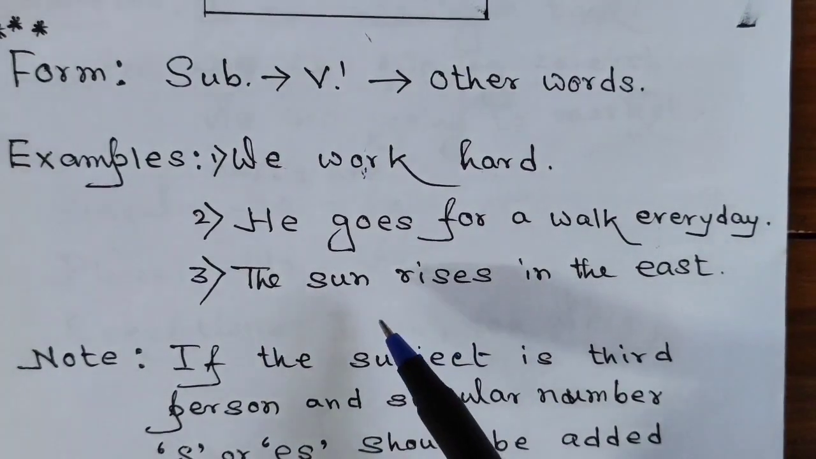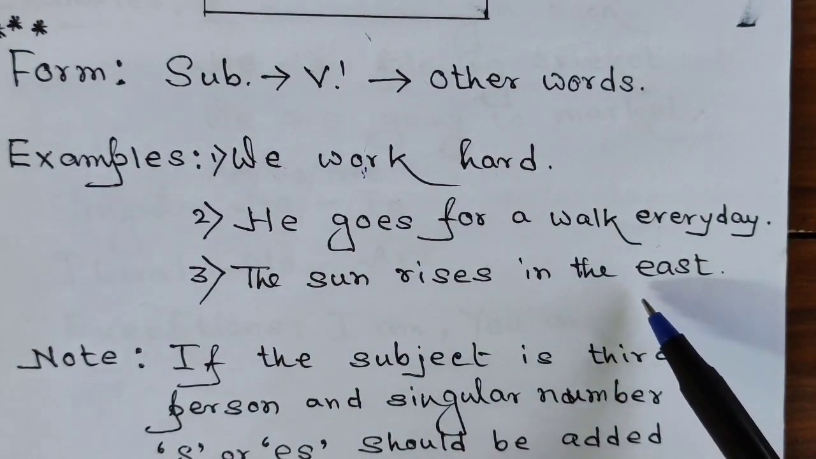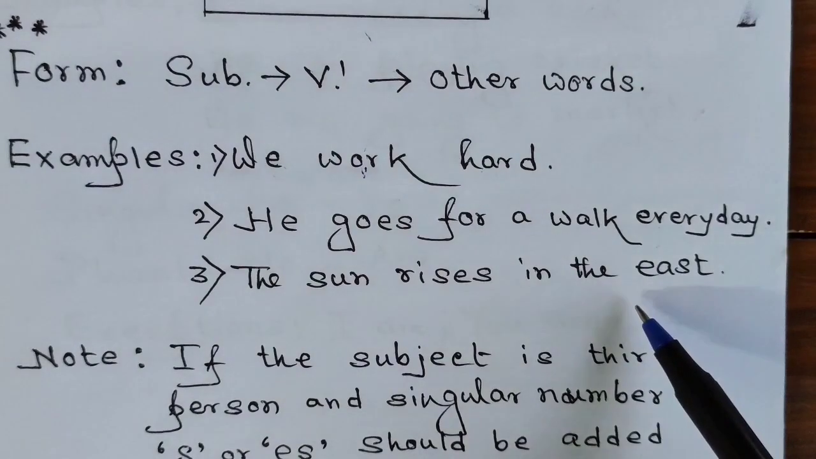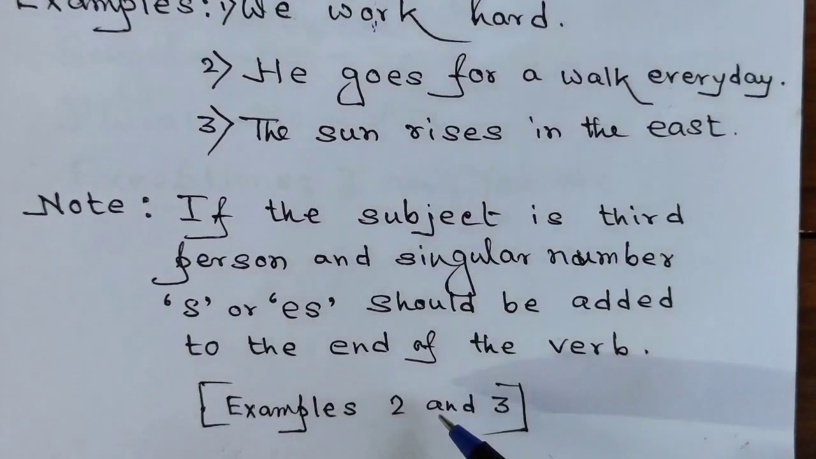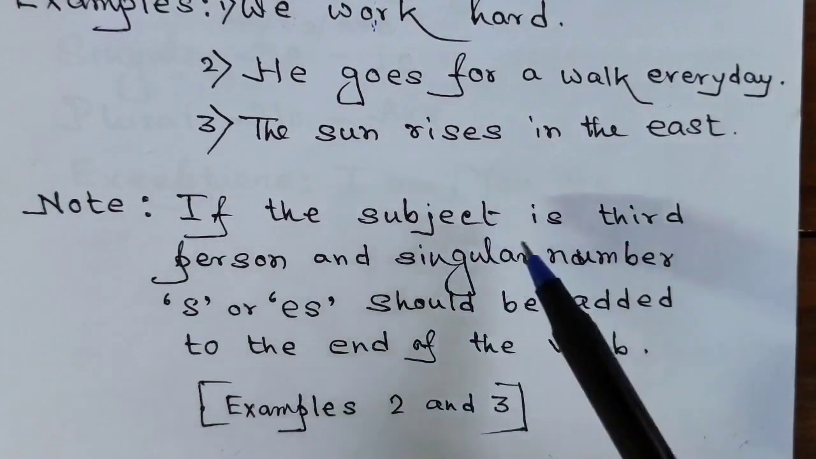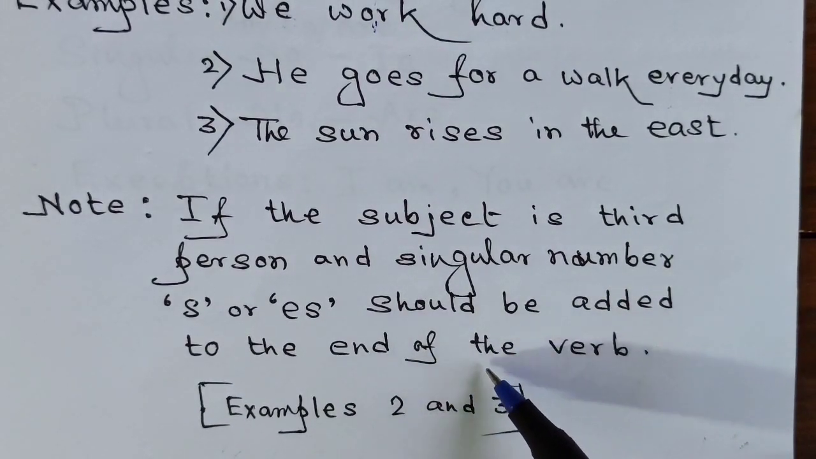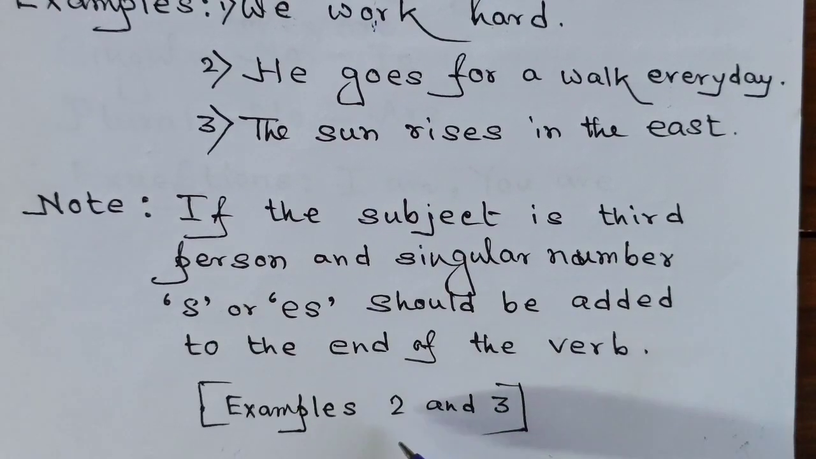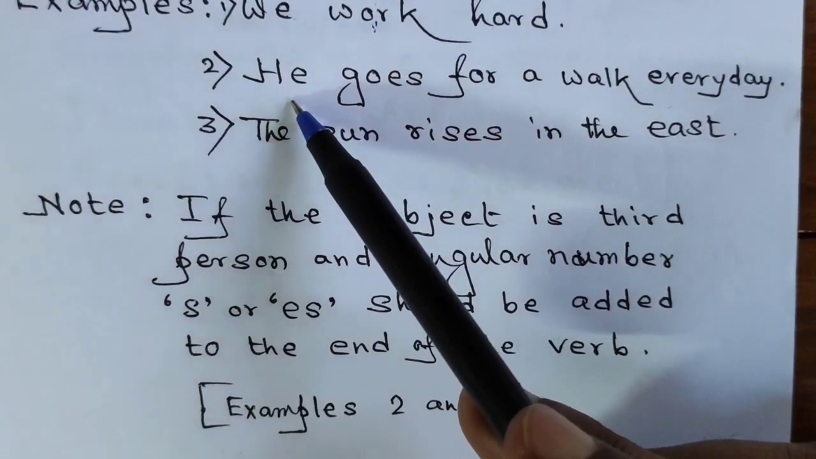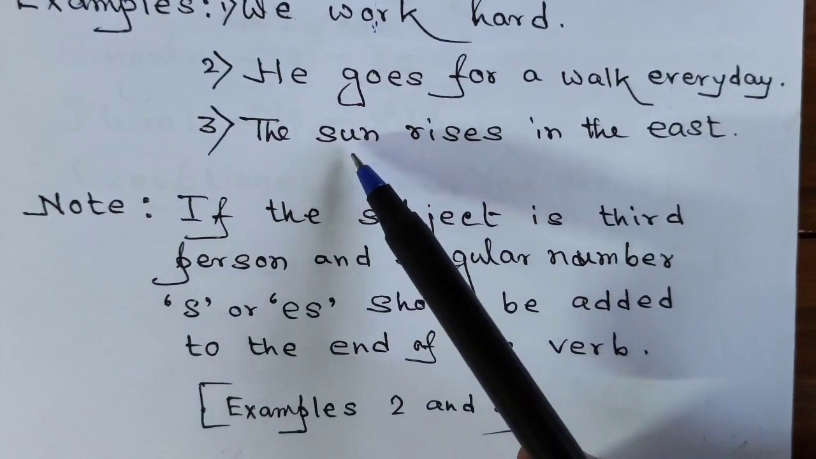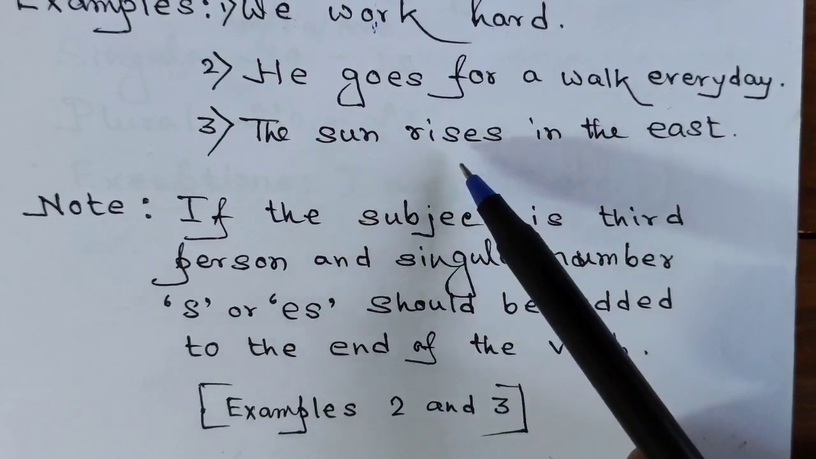Let's have a look at the third example. The sun rises in the east. This is an example of a universal truth. Now let's have a look at the note, which is quite important in this respect. If the subject is third person and singular number, we have to add s or es to the end of the verb. Examples 2 and 3. This is the example of the third person singular number, and the sun is also an example of the third person singular number, and that is why we have added s or es to the end of the verb.